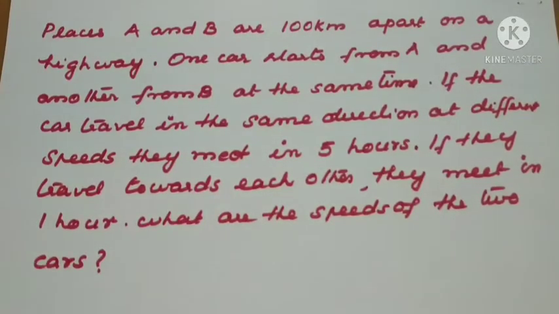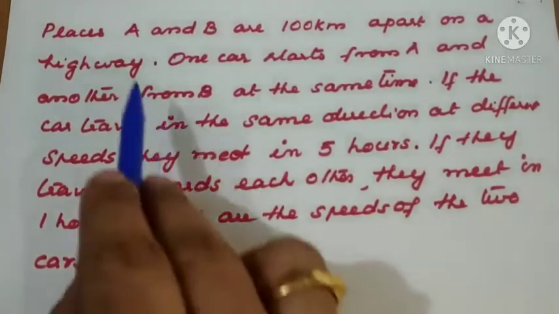Places A and B are 100 km apart on a highway. One car starts from A, another from B at the same time. If the cars travel in the same direction at different speeds, they meet in 5 hours, and if they travel towards each other, they meet in 1 hour. What are the speeds of the two cars? So the speeds of the cars are asked. We will take x kilometer per hour as the first car and y kilometer per hour as the second car. So once again we will read the first part of the question.